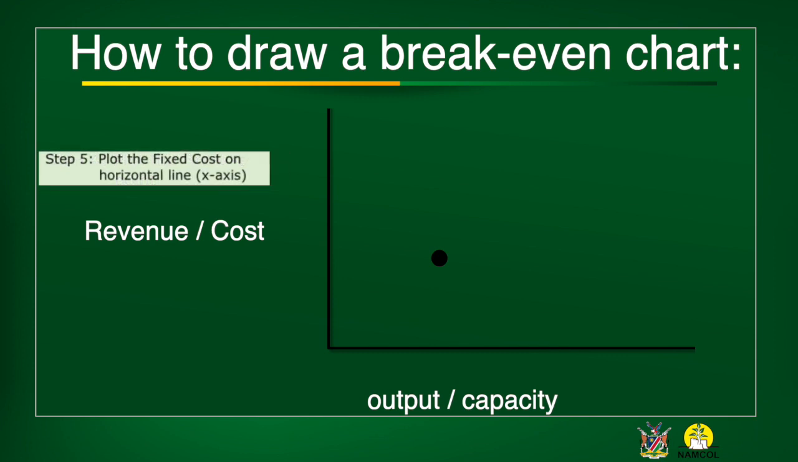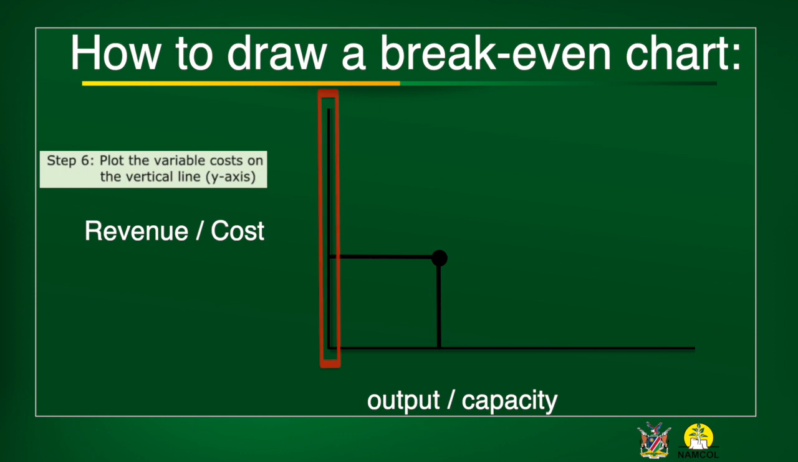Step 5. Plot the fixed cost line. This is on the horizontal axis because fixed costs do not change however much the output. Step 6. Plot the variable cost line. Variable costs vary differently with output, so you are on the y-axis.